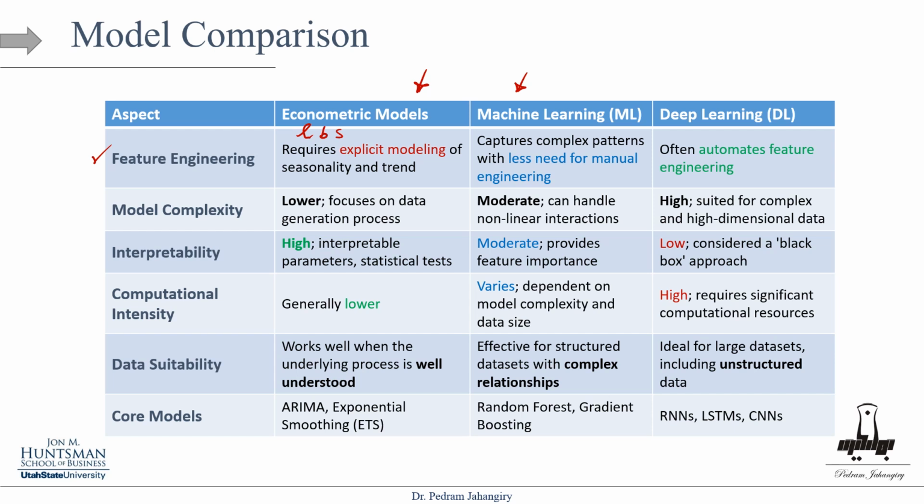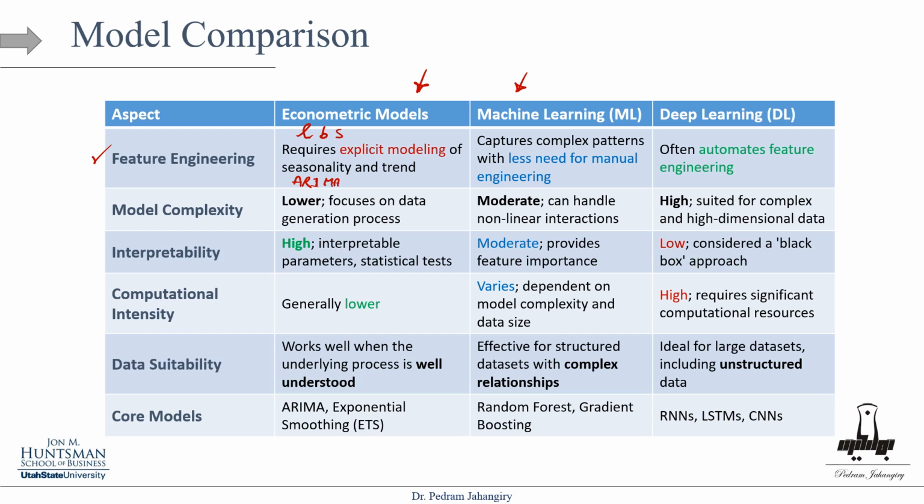Or in the ARIMA model, we looked into the previous lags. We said, okay, how many lag components should we include in the autoregressive part? How many moving average components? How many lag terms of the error term should we include in the model? And how many times do we need to integrate the model, right? How many times differencing? So this was completely done manually. This was explicit modeling of seasonality or trend, if you want to say.